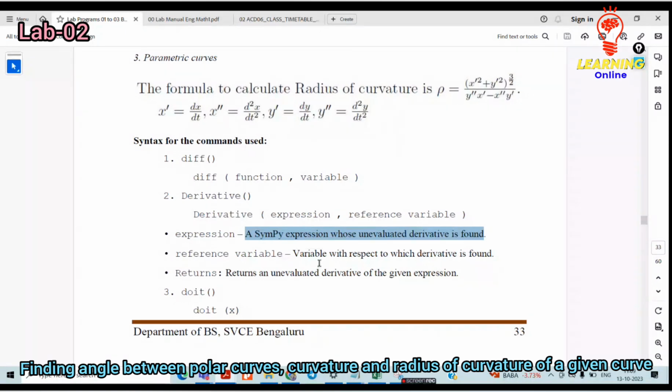It is used when an unevaluated derivative is found. Some derivative equations cannot be evaluated manually, so you can proceed with the symbolic solution. At that moment you can use the syntax SymPy. That is the command to be utilized for the evaluation. Reference variable is nothing but the variable with respect to which the derivative is to be found. Okay, that itself is the reference variable. Returns: whenever the evaluation of the derivative in a given expression is completed, it returns the result. Then another one is doit. When I need a particular evaluation to be completed, it is evaluated by the use of doit of x, because x is some variable or parameter to be utilized.